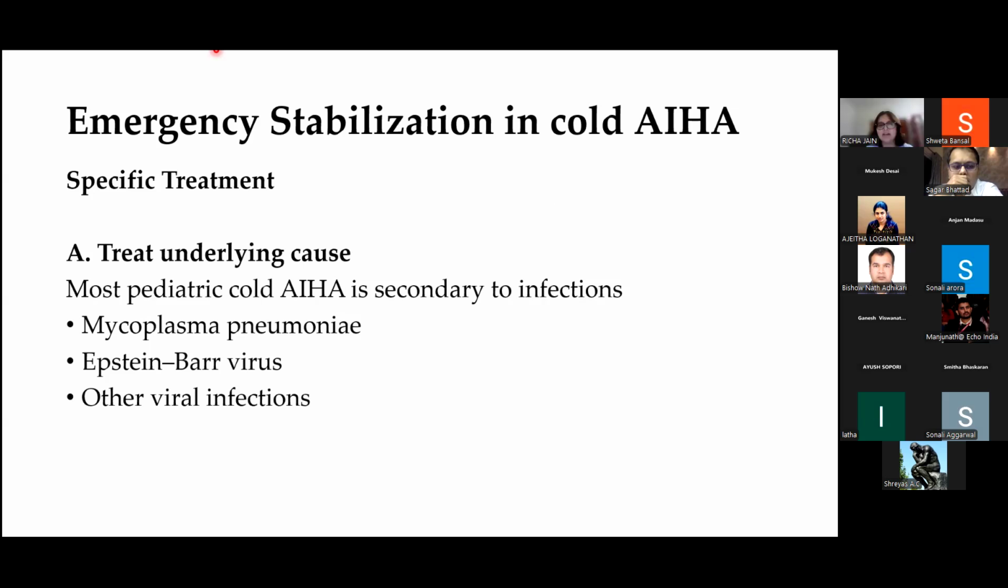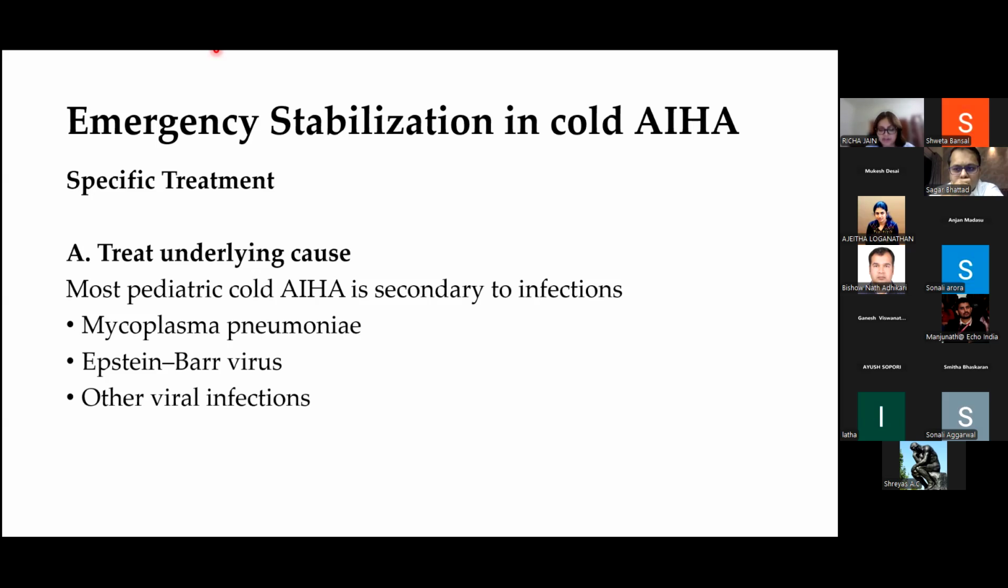How old was the child? That was also an infant. Okay, very interesting. So that was an infant treated only with ganciclovir and improved. The thought is that it's the warm and the mixed AIHA which are associated with secondary causes, but more and more evidence is coming in that a lot of pediatric cold AIHAs are also secondary, not just to infections, but also to some deficiencies. So we have to keep that in mind in a child who is refractory.